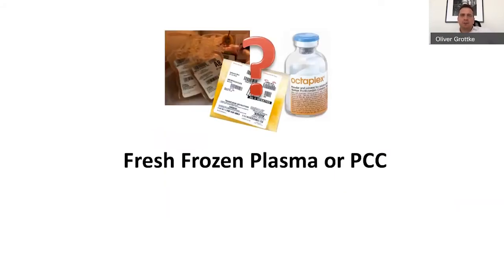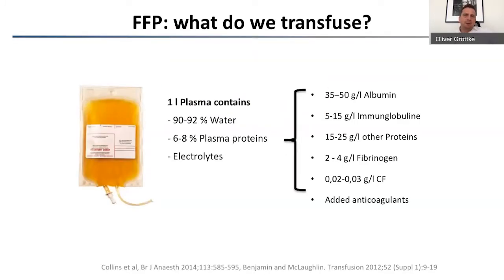In this discourse, how should we treat those patients? Should we use fresh frozen plasma, or should we use a 4-factor PCC? Fresh frozen plasma, to remind you again, mainly contains water, 92%, and some plasma proteins. But if you look at the concentration of fibrinogen or the coagulation factors, it's really small amounts, which means that we have to give a lot of volume to replace the coagulation factors in bleeding patients to sufficient levels.